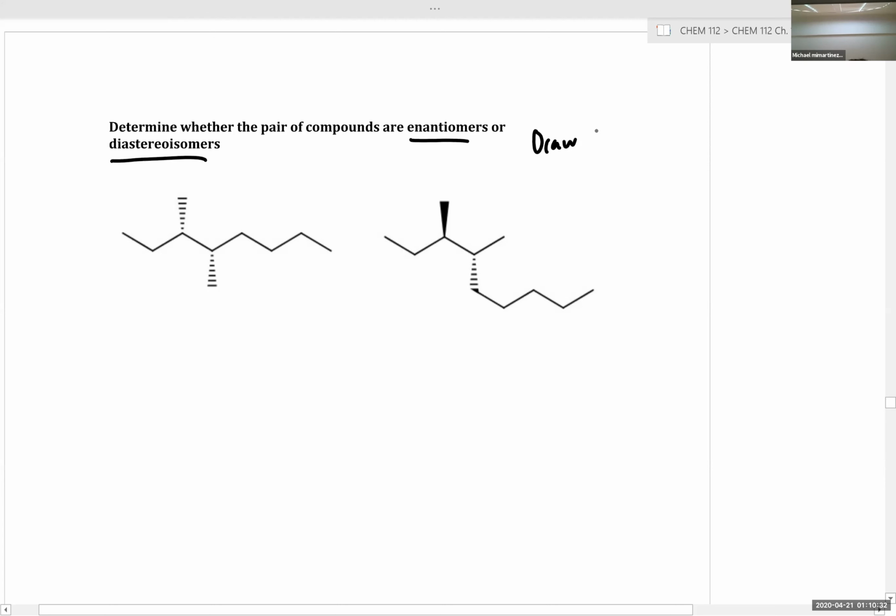We want to draw the skeleton the same way. So you may have to do some rotation. You may have to rotate your bonds. That's okay. Build the model kit, and then we'll take a look at these molecules.